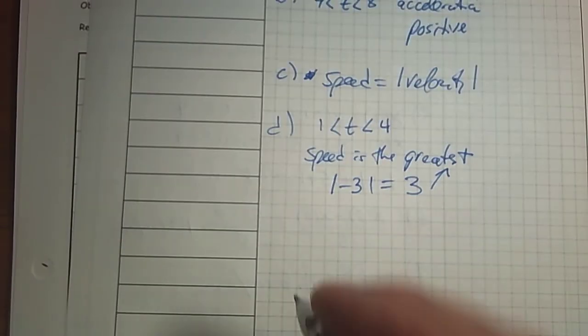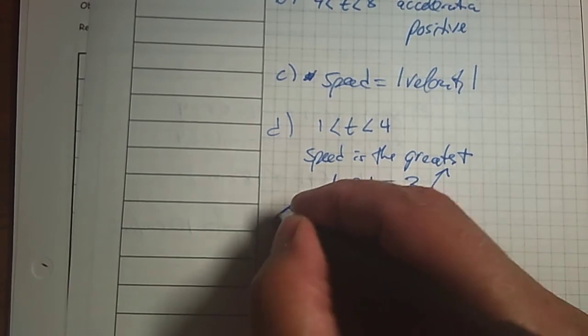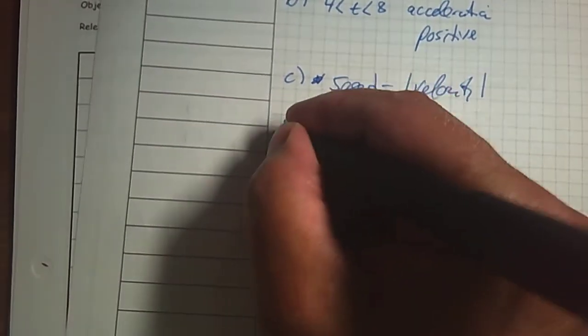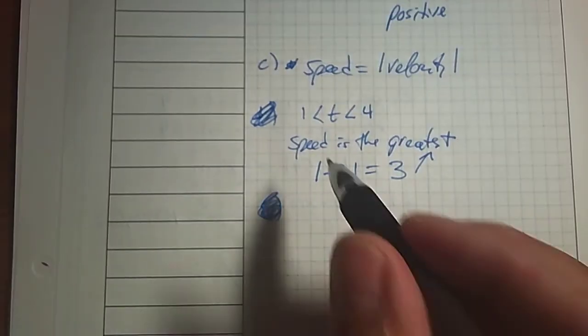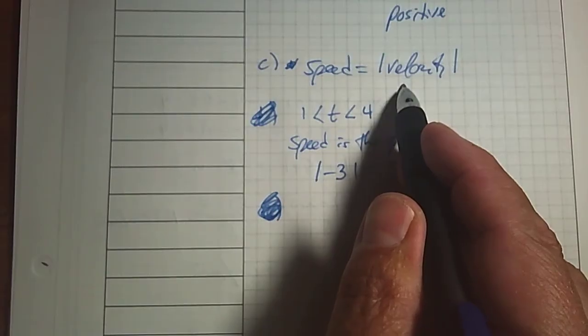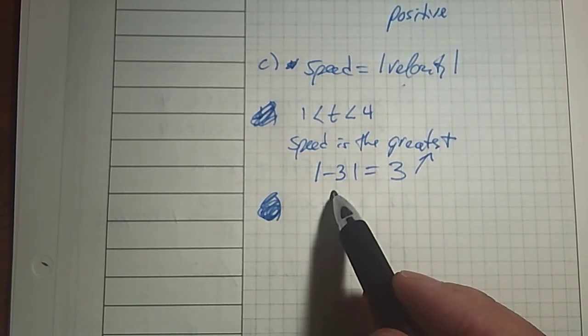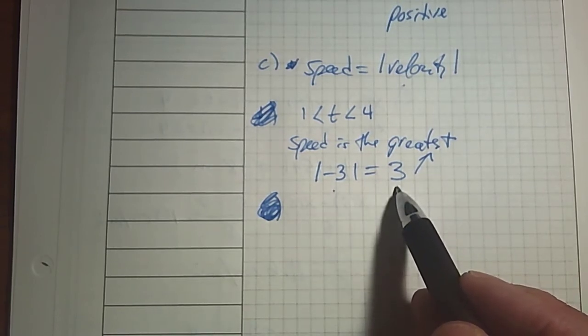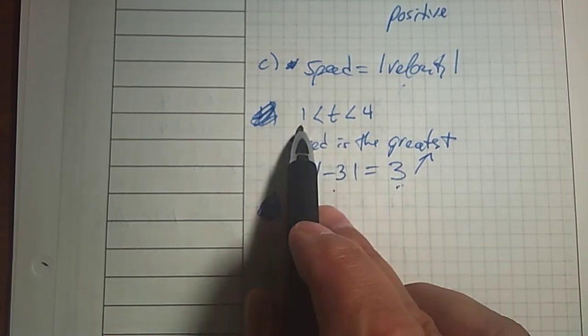All right, E. No, we didn't. We don't have an E there. So what am I? It says, when is the speed the greatest? That's C. So still all C. Silly me. So speed is the absolute value of velocity. When you look off the graph and take the absolute value of a number and then compare that to the positive numbers, the greatest number was 3, and that was between 1 and 4.